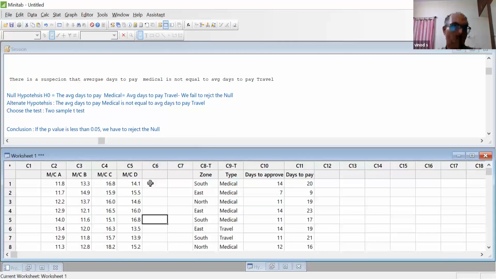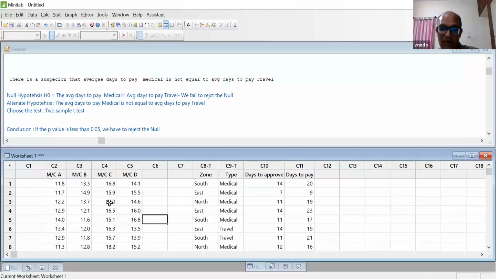Or I want to test whether any machine is significantly different from the others, or all four machines are different from each other, or two machines are different from the other two machines. I want to test whether the machines are different from each other or not, or at least one of them is different or not. So this is the case study we are going to do, one way ANOVA.